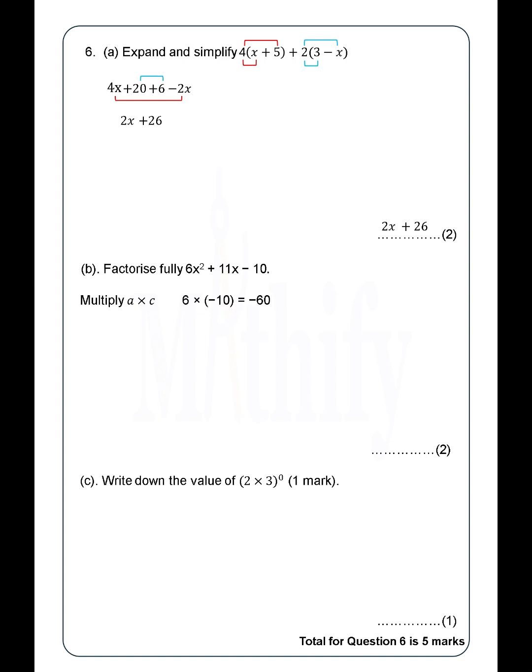Now work out which two numbers multiply to give you minus 60, and those same two numbers add to give you 11. So that will be 15 and minus 4, because 15 times minus 4 is minus 60, and 15 minus 4 is positive 11. Now, instead of factorizing straight away, we need to split 11x into those two numbers that we just worked out. So we rewrite the quadratic as 6x squared plus 15x minus 4x minus 10.